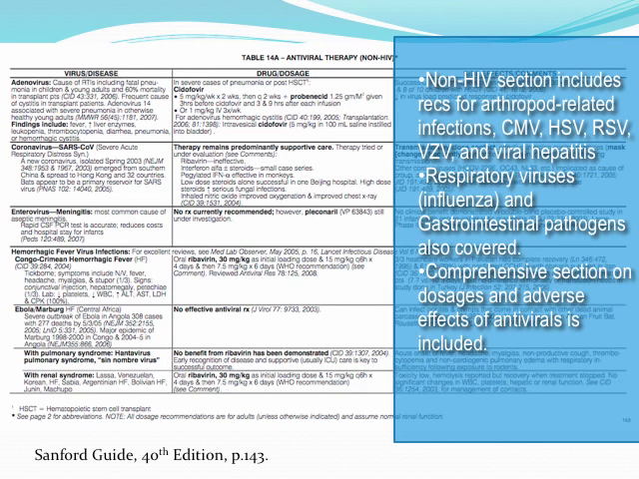Gastrointestinal pathogens, of course, are covered, and there is a comprehensive section on dosages and adverse effects of antivirals in this area. The table also includes recommendations for CMV, HSV, RSV, VZV, and the viral hepatitis syndromes, in addition to the respiratory and gastrointestinal pathogens.